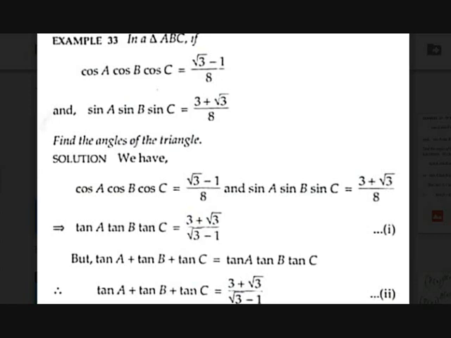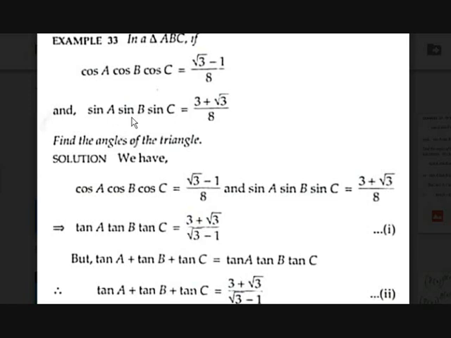Today let's discuss some examples on that. First, let's start with a problem in triangle ABC. In a triangle ABC, if cos A times cos B times cos C is equal to (square root of 3 minus 1) by 8, and sin A times sin B times sin C is equal to (3 plus root 3) by 8, then find the angles of the triangle.